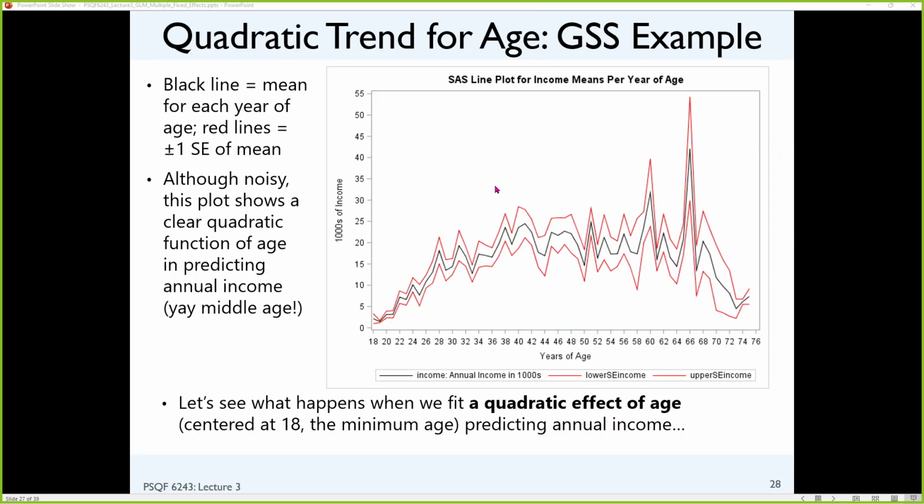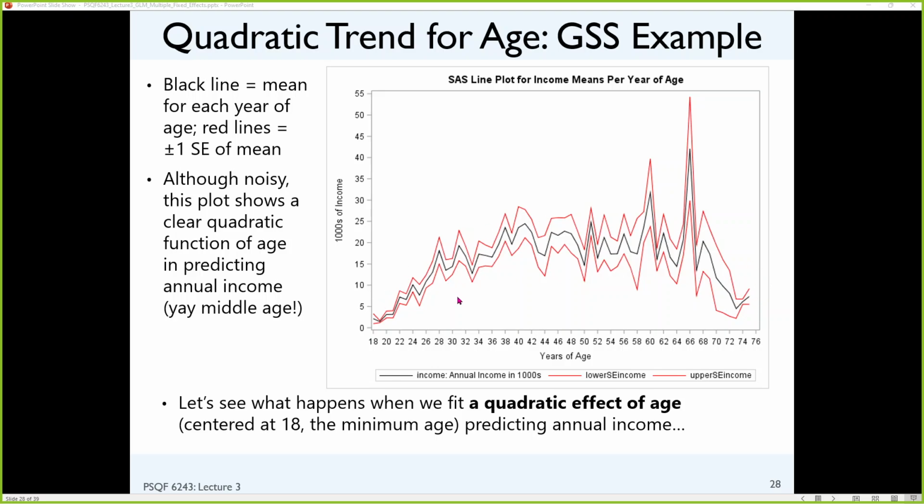And I had gone into more details than I think is necessary in the video, so I'll skip a little bit of that. This is the example that we're going to fit a quadratic to. This is change in income as a function of chronological age. So the youngest person in this sample was 18. The oldest person was about 75, I think.